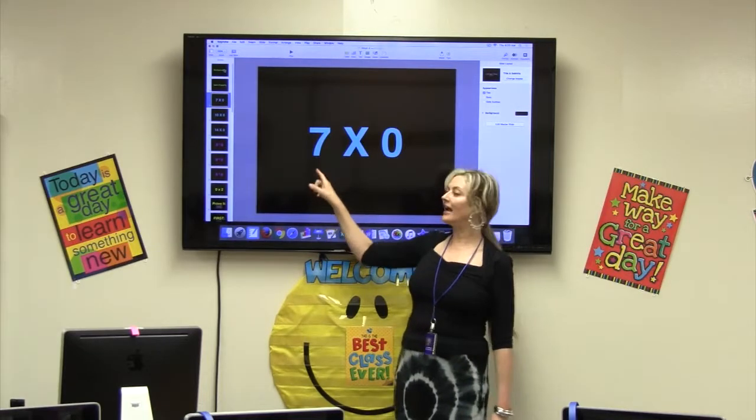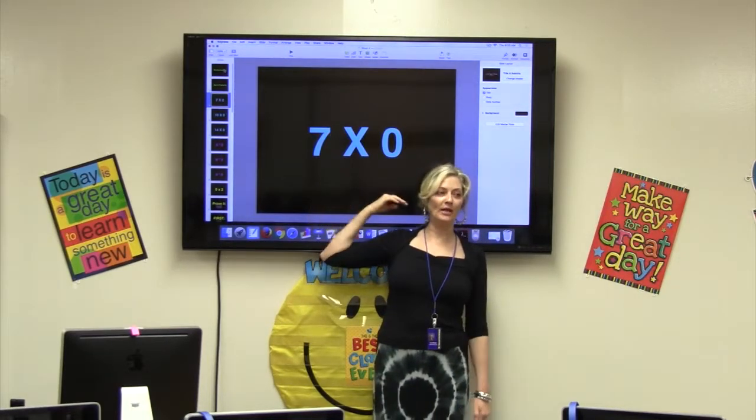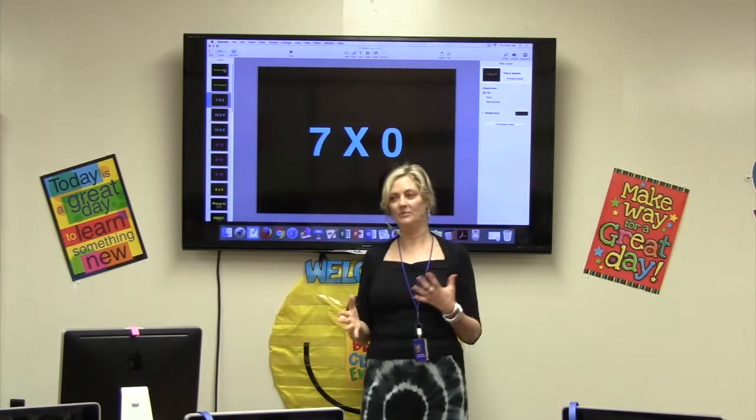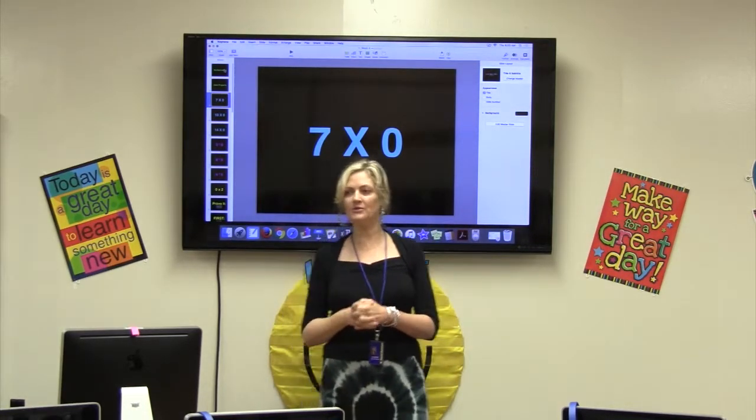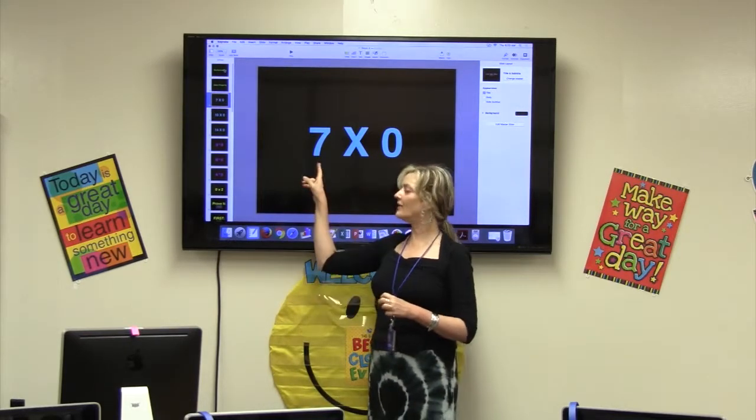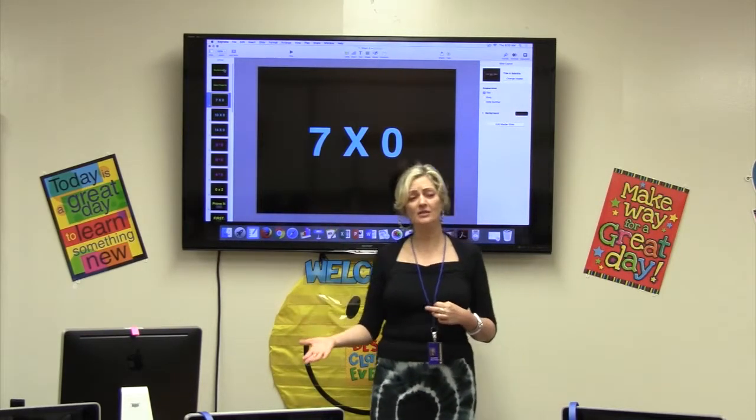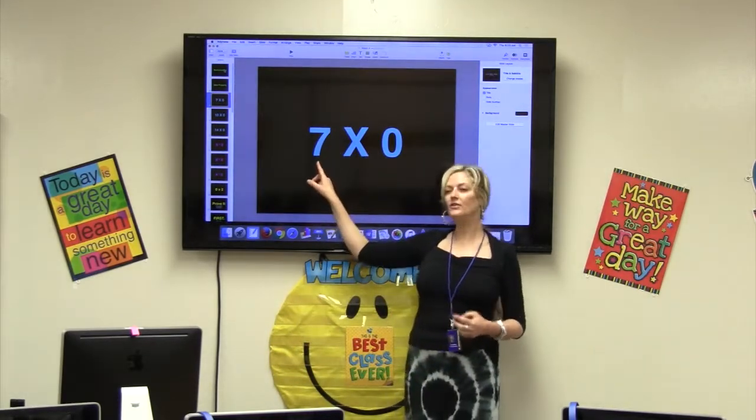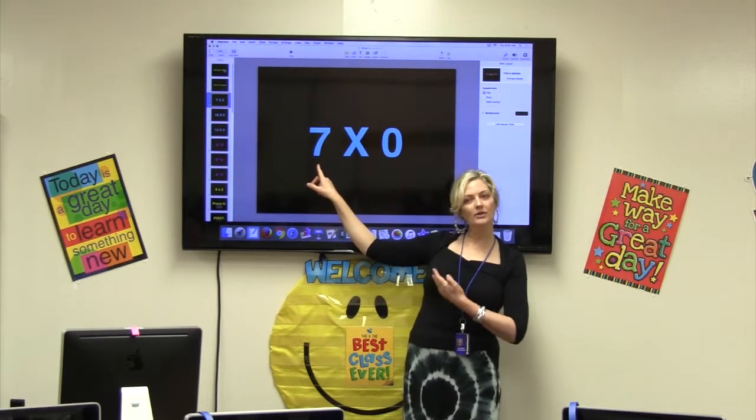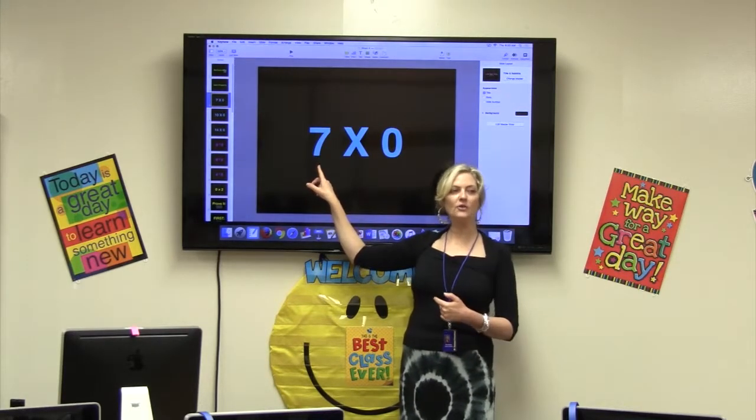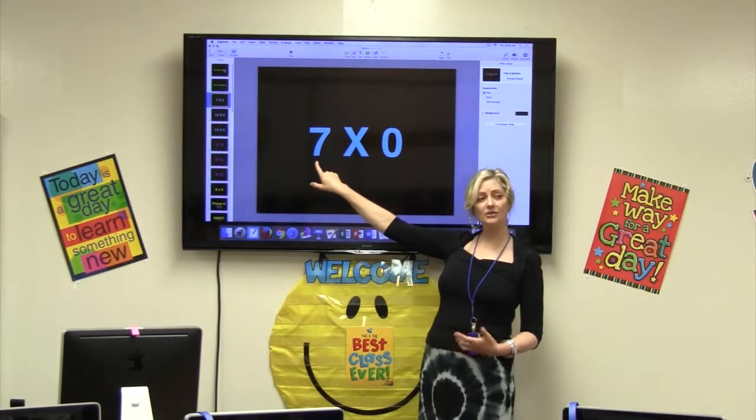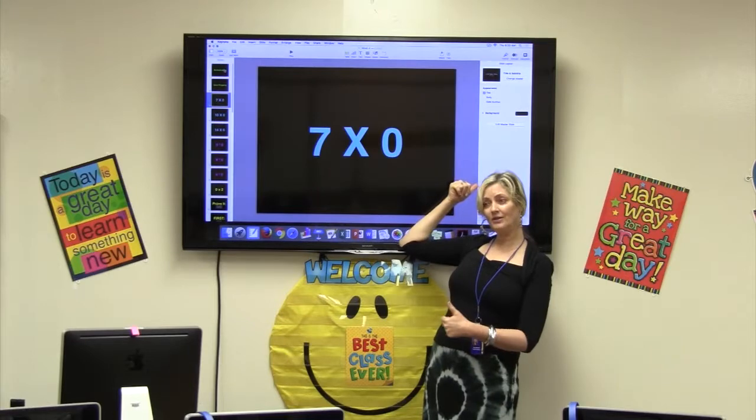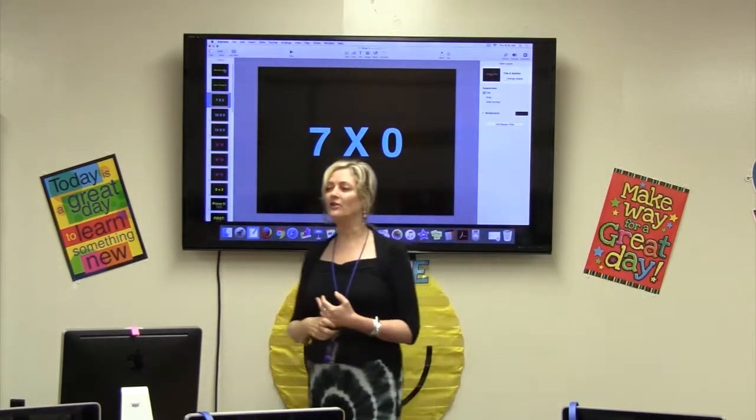Here we go. Now, in a multiplication equation, these digits have formal names. This 7 could be called something else if it's in a different type of equation. But in this multiplication equation, it's called something. Everybody tell me what it's called. Factor. Very good. So if we were to read it this way, it would be factor times factor equals product.